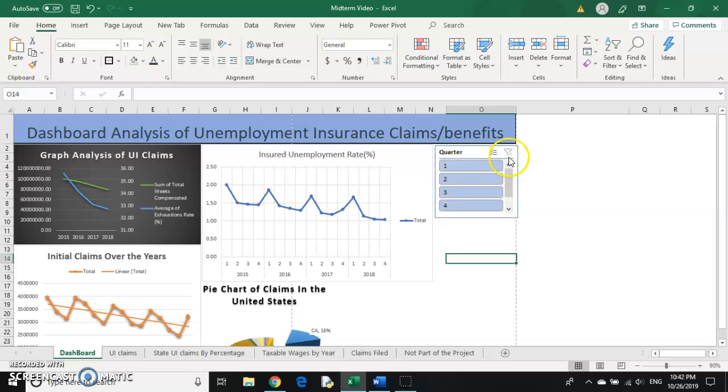Okay, if I go back, I just click clear filter here. So basically, this is my midterm project, my dashboard analysis of unemployment insurance claims and benefits. One thing I found most useful so far is the dashboard with the slicers. That's why I picked this topic.